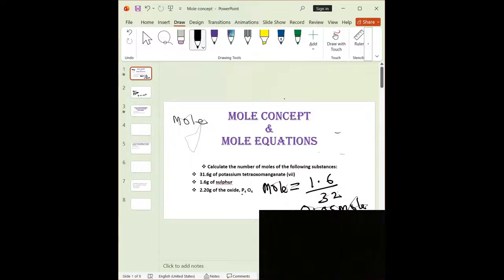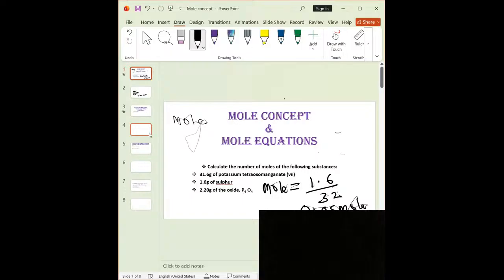mass number of phosphorus multiplied by 4 and also oxygen multiplied by 4 and added together. That's how you get the molar mass of the oxide. And then when you divide, that is 2.20 divided by that mass number to give you the mole contained there.